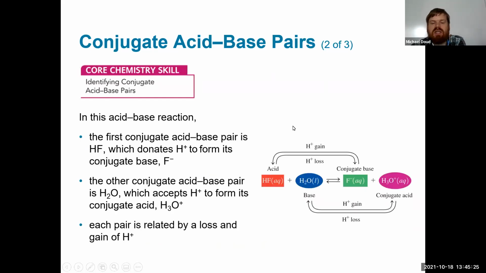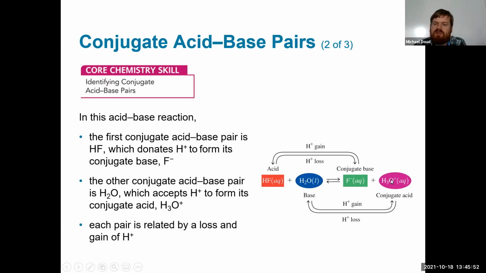So let's look at a specific example here. For example, HF and H2O, like what we saw in the sample exercise. Well, hydrofluoric acid donates a proton to water to form the fluoride ion and the hydronium ion. HF gives up a proton, that forms fluoride, and water accepts a proton to form H3O plus. Now, flip it. Imagine the reaction going in the opposite direction.